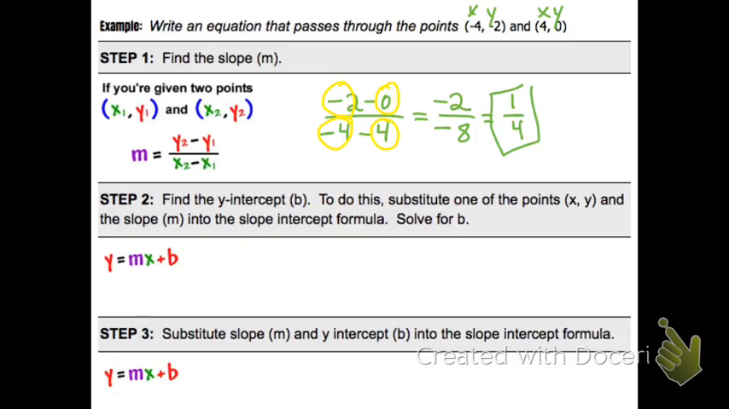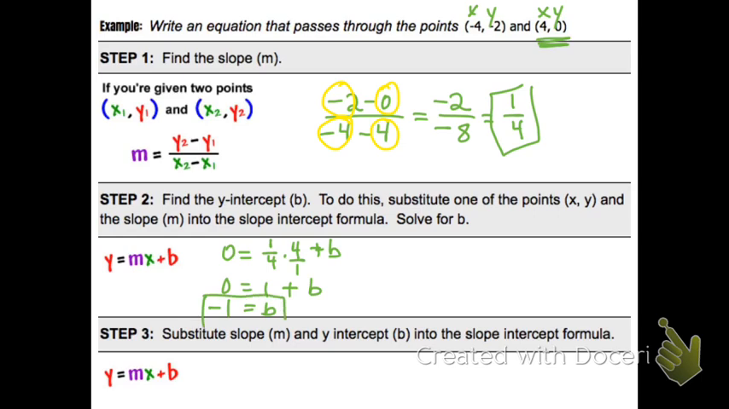So once you have your slope, you pick one of the points, whichever one. I'm going to pick this one. It looks a little easier. So my x is 4, my y is 0, and my slope is 1/4. So when I do this one, when you multiply across to multiply 1/4 times 4, I get 4 over 4, which is the same as 1. And then when I subtract 1 from both sides, I see b is negative 1.